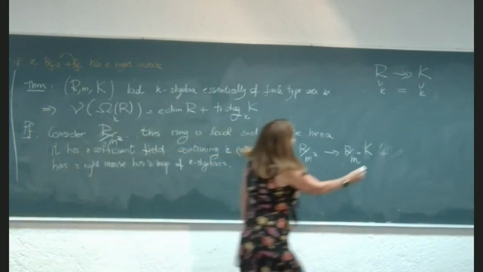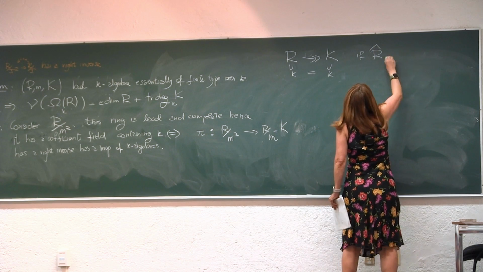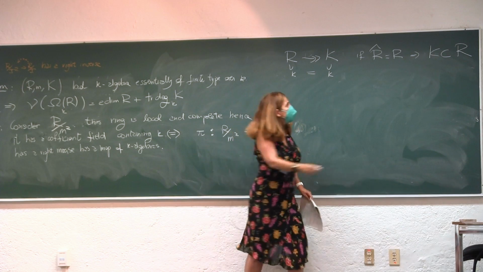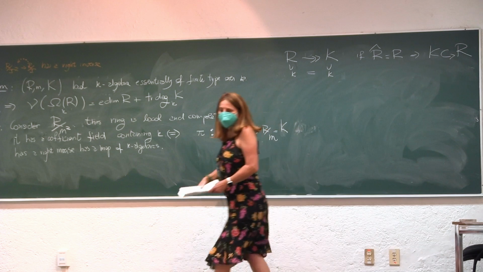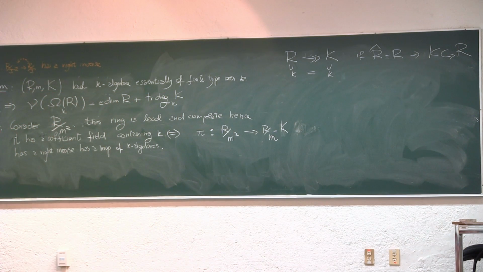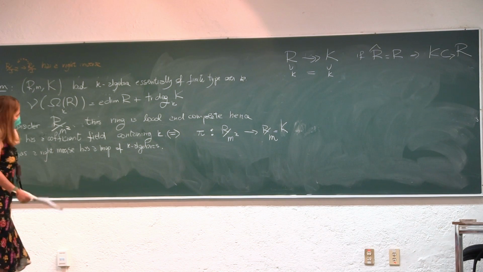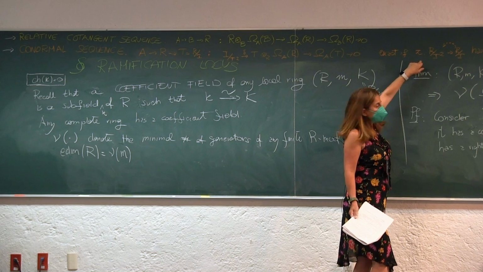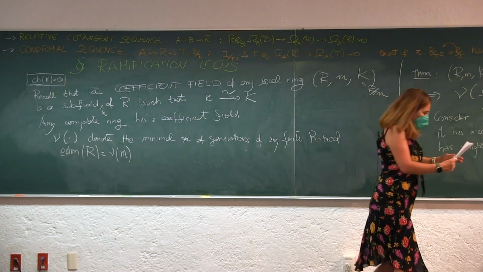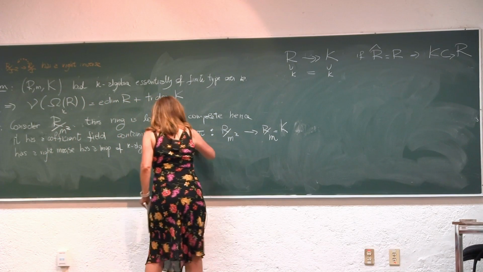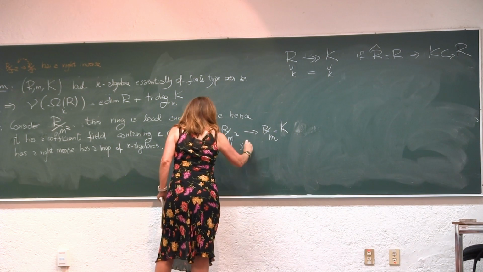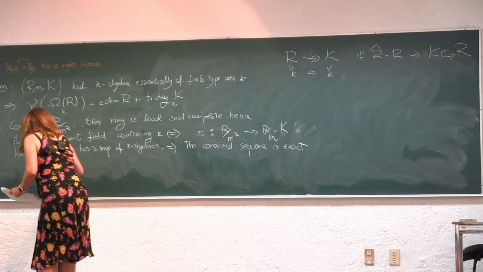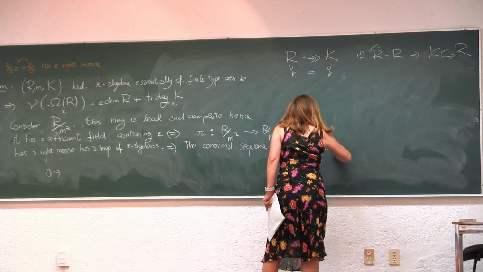So K embeds in R. Okay? That's a coefficient field. It's isomorphic to the residue field. Okay, so now this should remind you of something. It should remind you of this condition. So this tells me that the conormal sequence is split exact. So the conormal sequence is exact. Okay? And now remember, in our case, M is I.